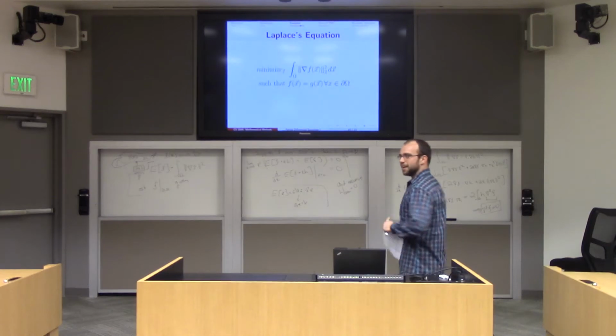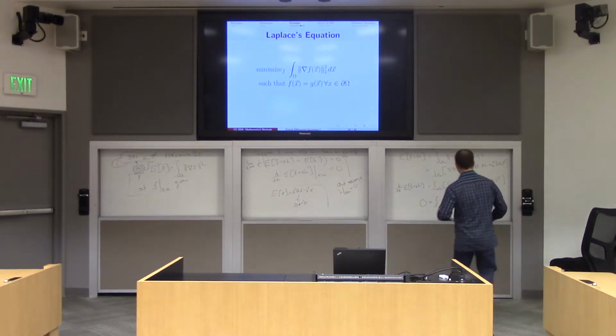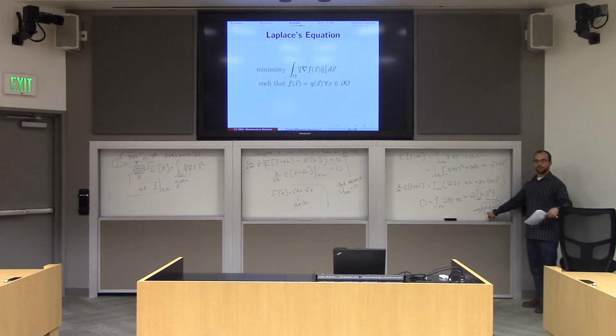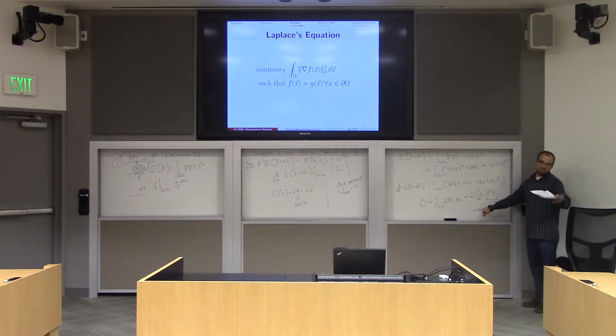By the way, interesting question, totally an aside, but just for the advanced math students. F needs to be 2 times differentiable for this equation to make sense. I mean, the Laplacian's got 2 derivatives.